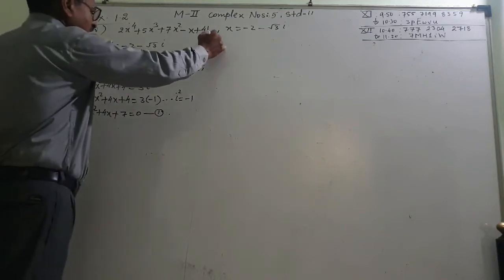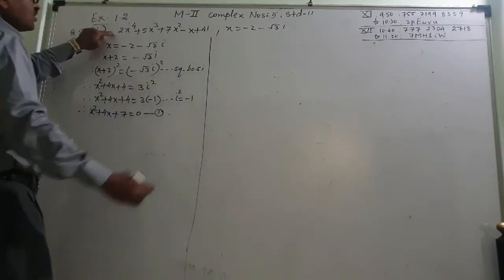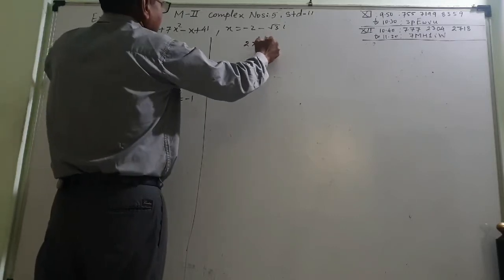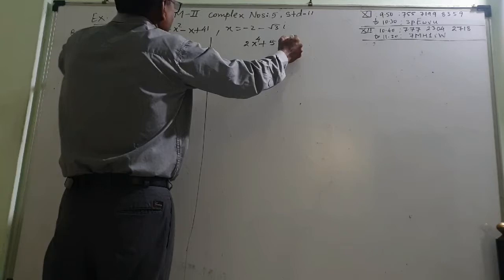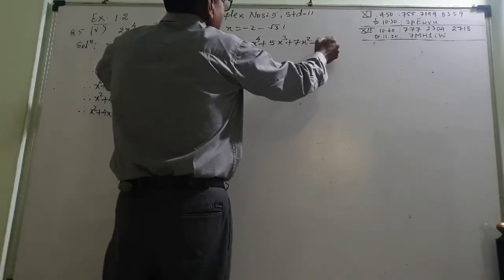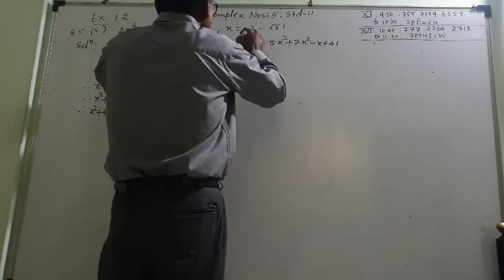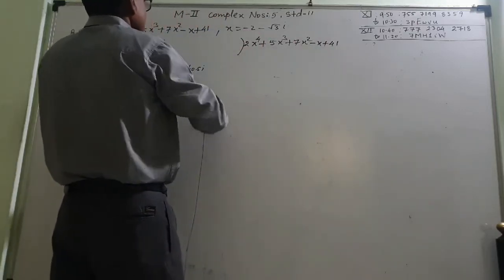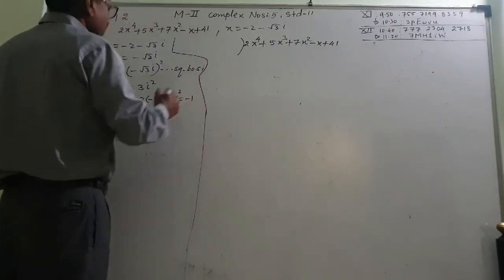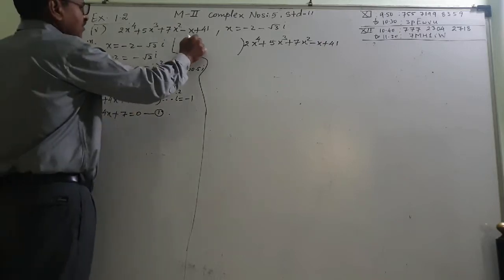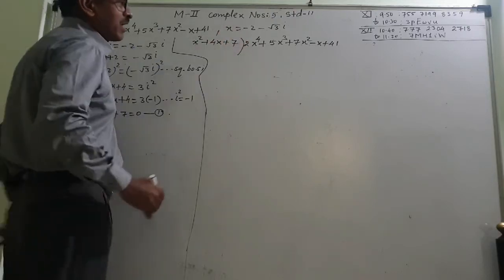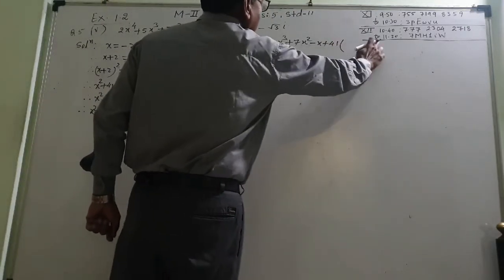Now I have to carry on the division. This is 2x raised to 4 plus 5x raised to 3 plus 7x square minus x plus 41 divided by, I will make some place over here to write that, divided by this x square plus 4x plus 7, by this I am dividing, and the division I will write here.